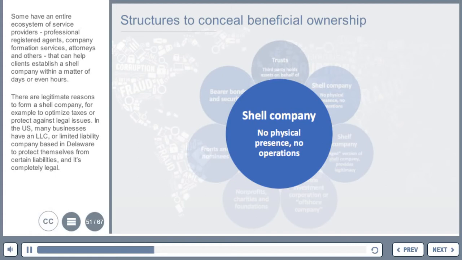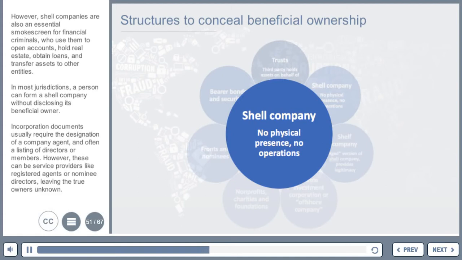There are legitimate reasons to form a shell company, for example, to optimize taxes or protect against legal issues. In the U.S., many businesses have an LLC, or limited liability company, based in Delaware to protect themselves from certain liabilities, and is completely legal. However, shell companies are also an essential smokescreen for financial criminals, who use them to open accounts, hold real estate, obtain loans, and transfer assets to other entities.